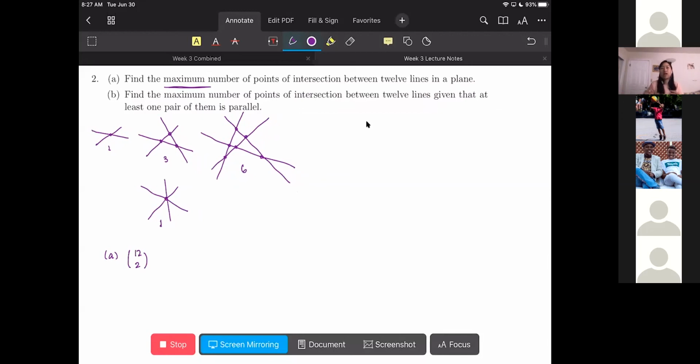If you start adding 12 choose 3, it's actually going to be overcounting because we don't need to count sets of 3 lines. We only need to count sets of 2 lines. So in this case, we actually just want to do 12 choose 2, and that's 12 times 11 over 2, which is 66. Any questions on this?